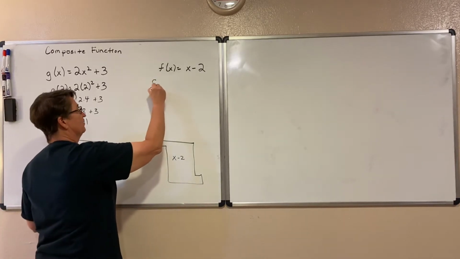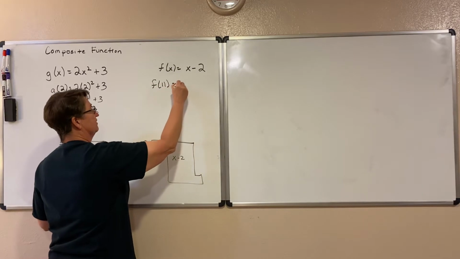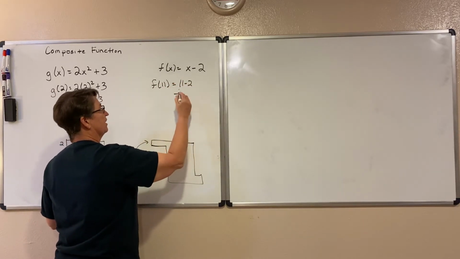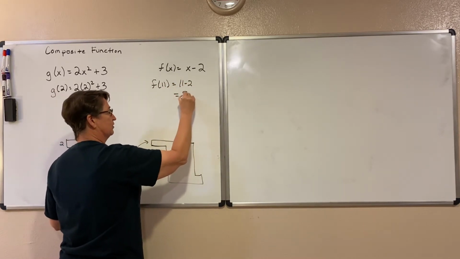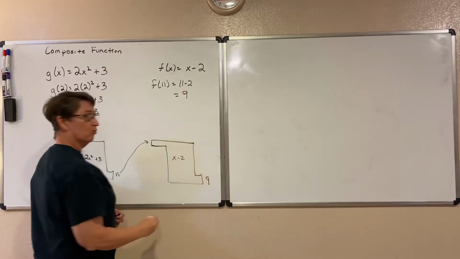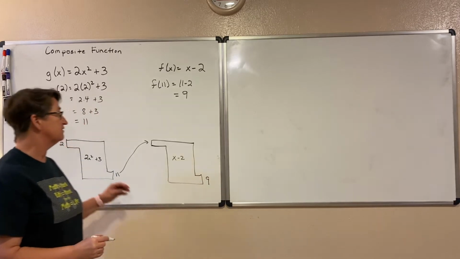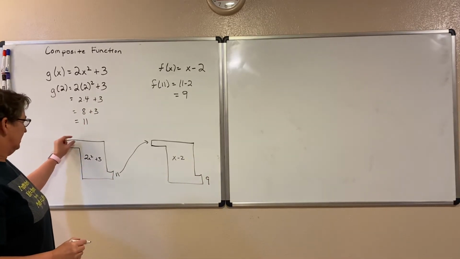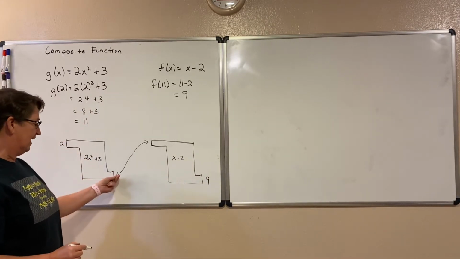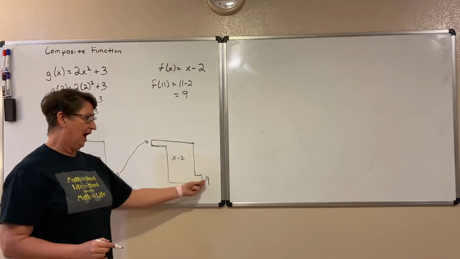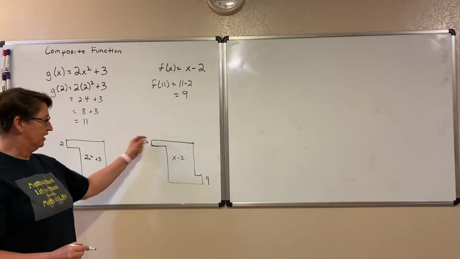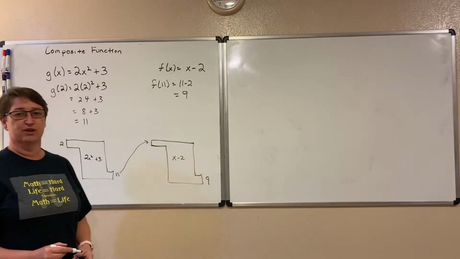If I do that, then f of 11 is equal to 11 minus 2, which is 9. So the output there would be 9. So I sent this input into one machine, got an output, and then put it into another function, and out came the number 9.